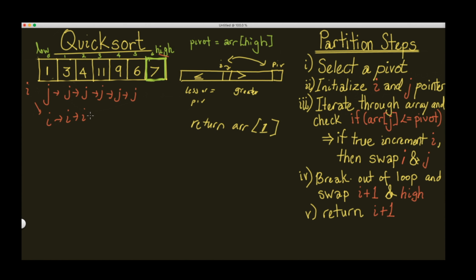Now I is going to be at array index 3. Now we swap array index 3 and array index 5. So basically the 11 and the 6 are going to be swapped. So let me just erase this, and then I'm going to swap the 11 and the 6. So 6 comes here, 11 goes here.